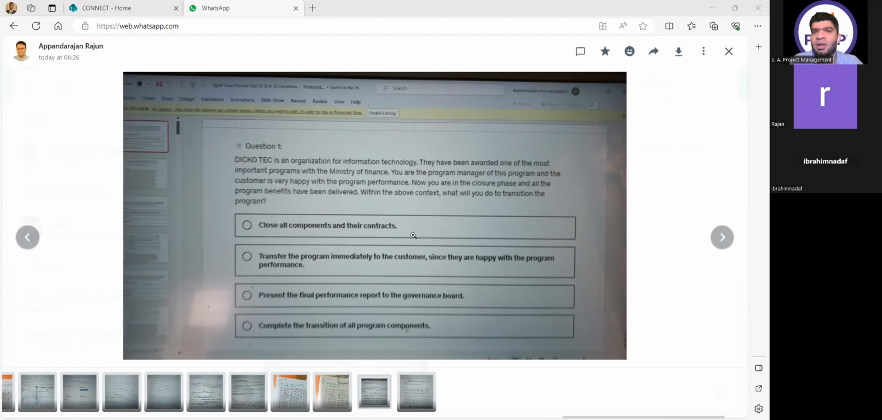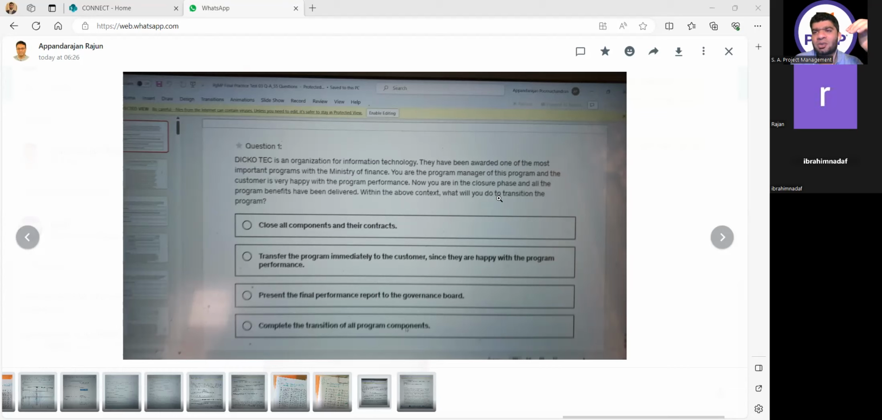But if till now your program components are not transitioned, how did you get to the closure phase? You're getting the question. Within the above context, what will you do to transition? That means, what is the first step? If I have to start the program transition, what should I do? I should complete all my component transitions first if I need to start the program transition.